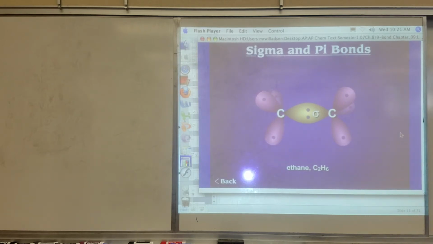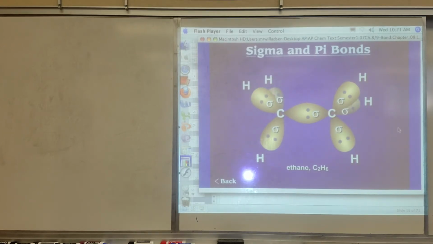When we add the hydrogens, the remaining 3 sp3 hybrid orbitals on each carbon form sigma bonds by overlapping with hydrogen 1s orbitals. 2 electrons are shared in each sigma bond. A single bond is composed of 1 sigma bond. Lastly, rotation can occur about a single bond because rotation will not break the carbon-carbon bond.